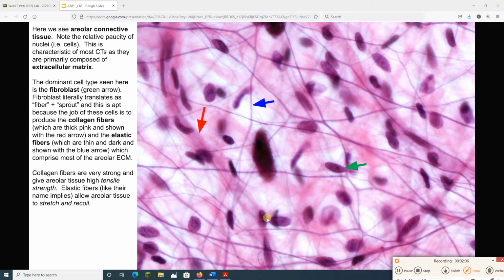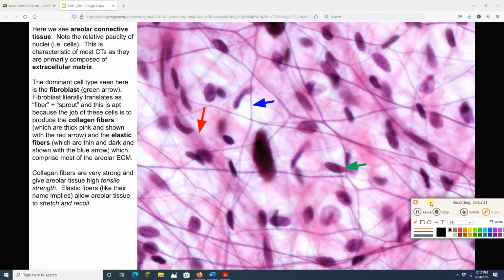But notice how the cells are not tightly packed. If this were epithelial tissue, there would be so many more nuclei and thus so many more cells. And in fact, this is one of the characteristic features of connective tissue. It doesn't have that many cells. The amount of cells is far dominated by something else, which is often abbreviated the ECM. ECM stands for extracellular matrix.